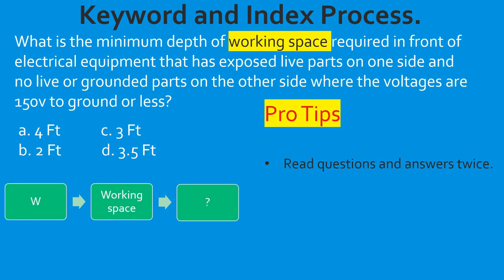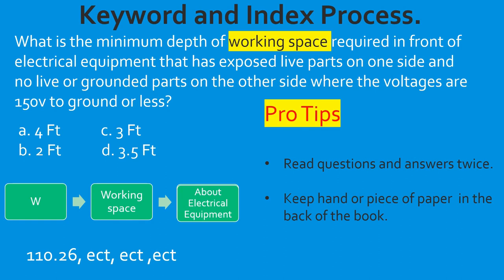So I would start looking for something to do with electrical equipment. And as we scroll down through there, sure enough, we find about electrical equipment. So we went from W to working space to about electrical equipment. Now there are several sections mentioned. The first one, and then it goes on and on. And this is our pro tip number 2.